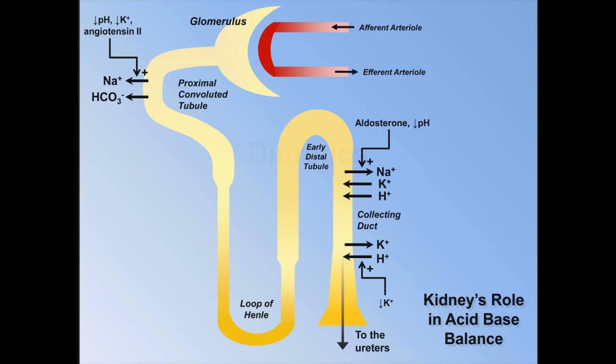The next most common etiology of the metabolic alkalosis is the use of diuretics. Here is the nephron once again with the proximal convoluted tubule, loop of Henle, early distal tubule, and the collecting duct. I'm going to add in one additional segment, the thick ascending limb, which I haven't previously mentioned in this course.